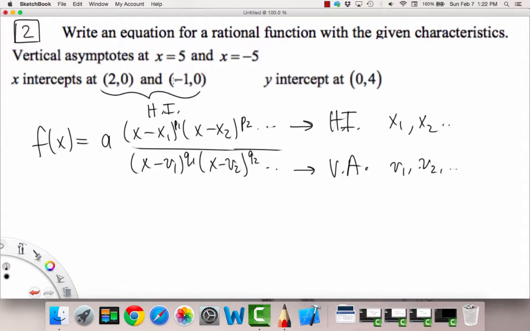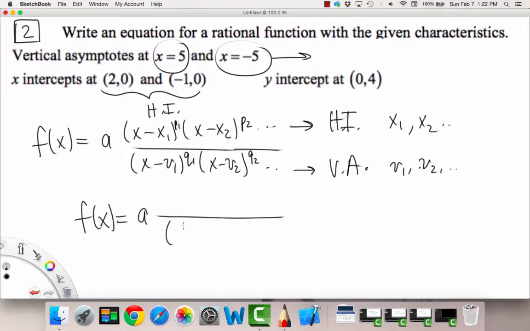So what we can do with our information is say, okay, x equals 5 and x equals -5, these are like our v's, the ones on the bottom, right? So we can start to construct the equation for our rational function. This is going to be like x minus, let's do the first one, 5, and we're going to put in x minus -5 for the other one, okay? That'll just amount to x plus 5.